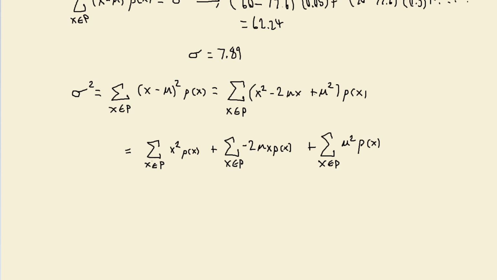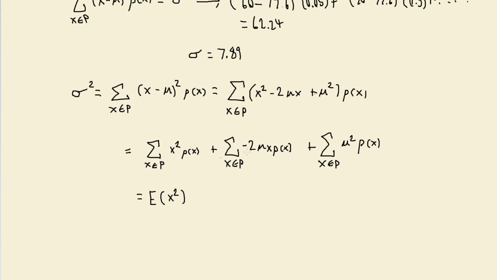Here we have the sum across all the elements in the population of x squared times the probability of x. We just determined that this is equal to the second moment, or the expected value of x squared. That's exactly what this expression evaluates to. And then here we have negative 2 mu. Mu is a constant. We determined it was 77.6, so this isn't going to affect the value of the sum. We might as well pull it out.